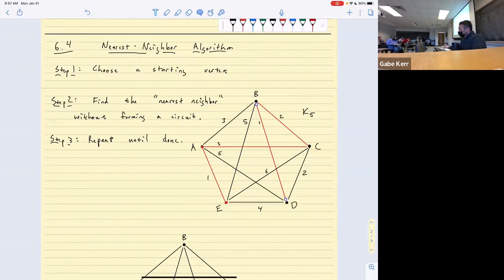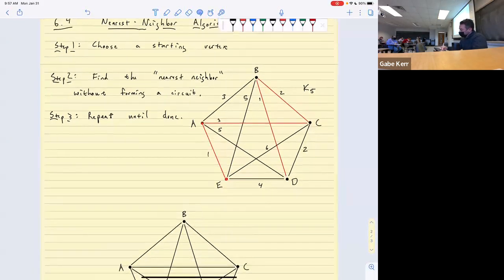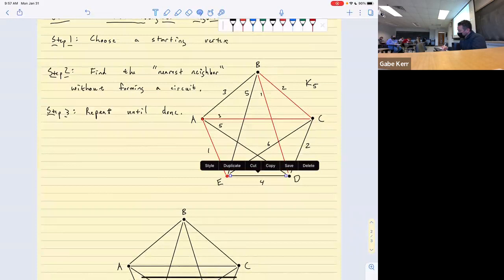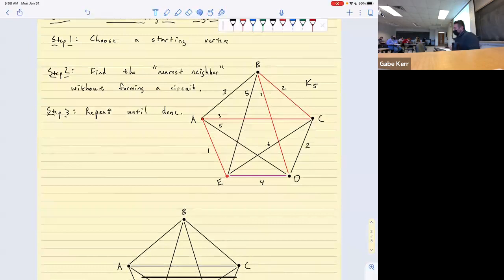And if you want a Hamilton circuit, once you have a Hamilton path on the complete graph, you just connect the endpoint to the initial. So here we can just connect it. So if I want the circuit, I get that.